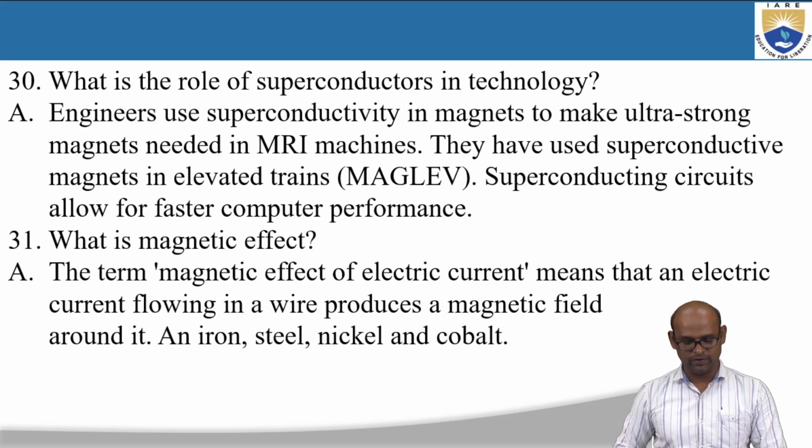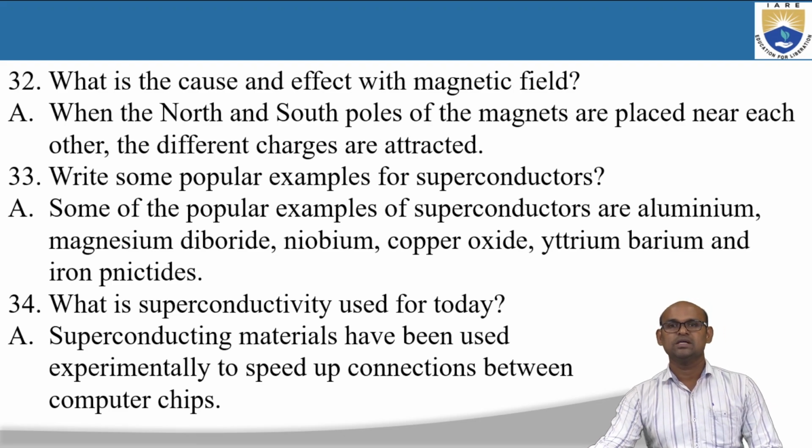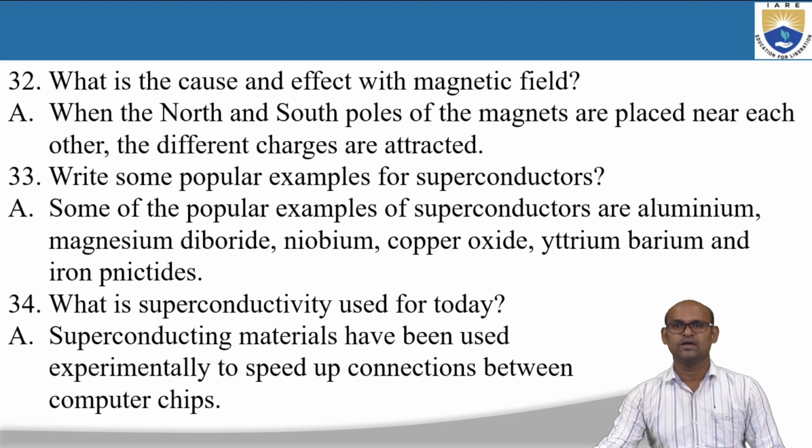What is the magnetic effect? The magnetic effect of electric current means that an electric current flowing in a wire produces a magnetic field around it, and iron, steel, nickel, and cobalt are affected in the same way. What is the cause and effect with a magnetic field? When the north and south poles of magnets are placed near each other, the unlike poles are attracted.